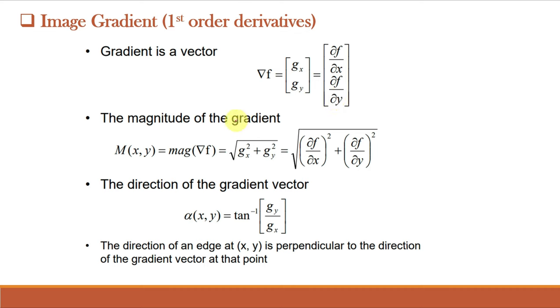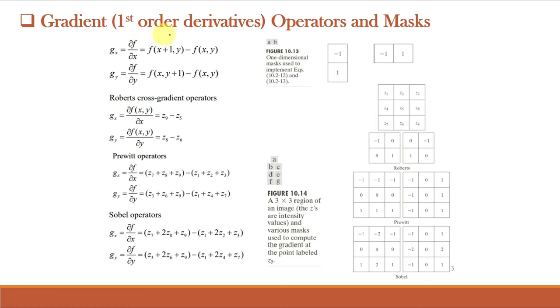The magnitude of the gradient is given by this equation, and the direction of the gradient vector is given by this equation. So these are different first order derivative operators and masks. All these masks are derived from these equations.